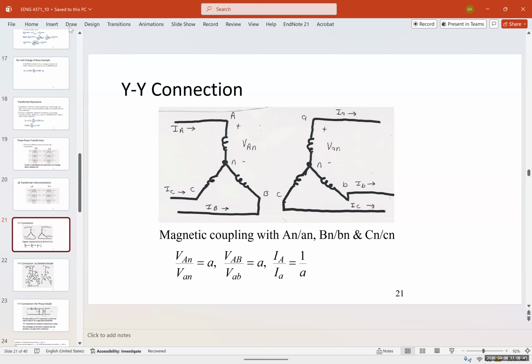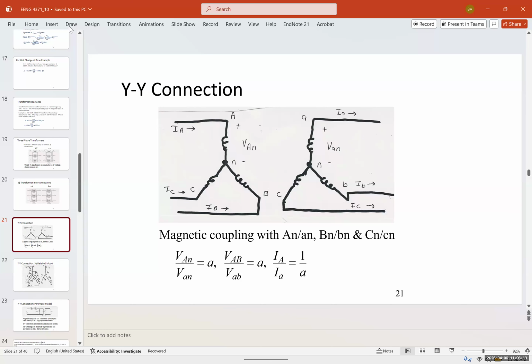It's a magnetic coupling with AN, AN, BN, BN, and CN, CN. So the primary winding is shown with the capital letters A, and the secondary is with the lowercase a. And a YY connection is exactly like a single-phase transformer. It's very easy, but instead of having one set of windings, you have three.